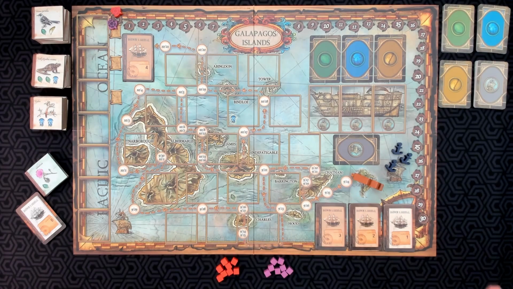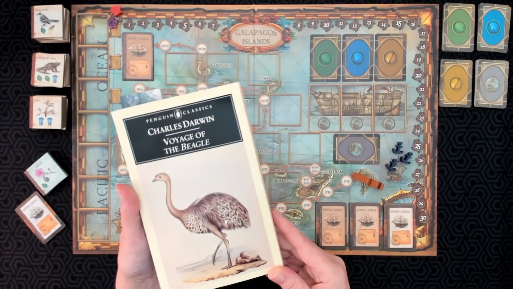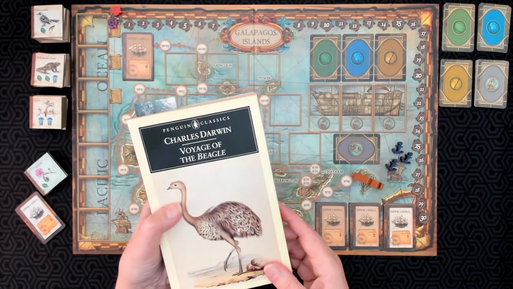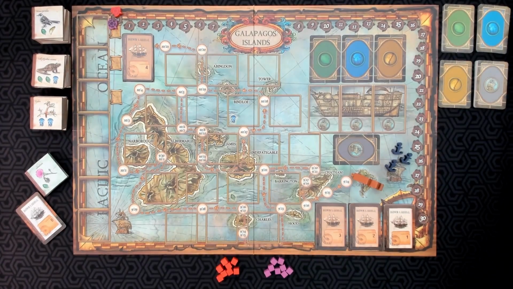So on his voyage of the Beagle, as he wrote about in, I have the Penguin Classics edition of the Voyage of the Beagle. It's a pretty good book. He waxes poetic a little bit on some things, but it's very interesting to read.